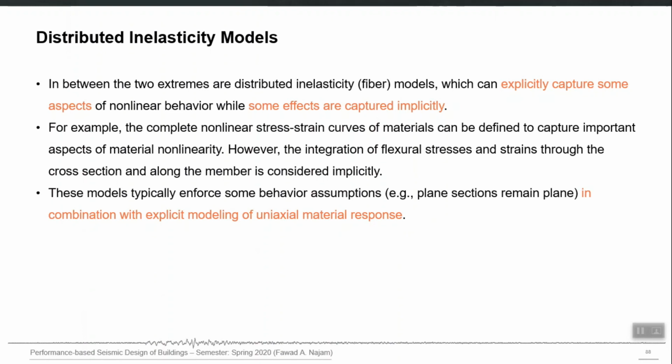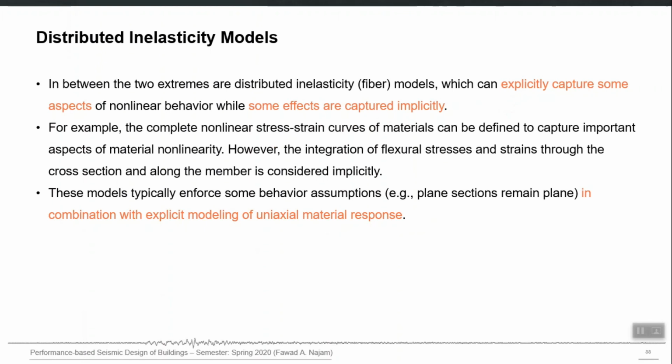Distributed inelasticity is in between, right? That you distribute the inelastic action over a certain length, right? So no need to lump only at a certain location, no need to make the whole structure nonlinear using small discretized elements, somewhere in between, right? So they can explicitly capture some aspects, but others can be implicitly captured, right?